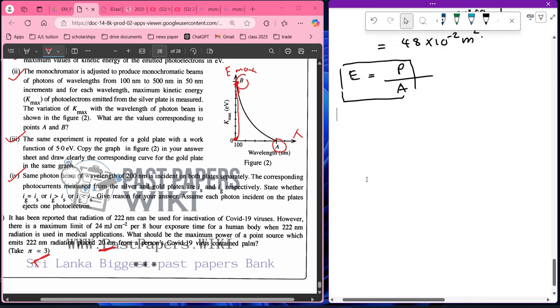What they are asking for is the power. So we need to find the power: P equals E times A. The power is 24 into 10, divided by 8 into 3600, which we got at the very first.